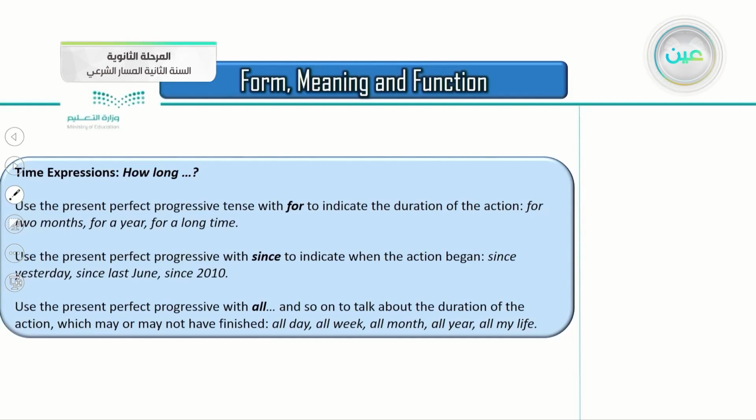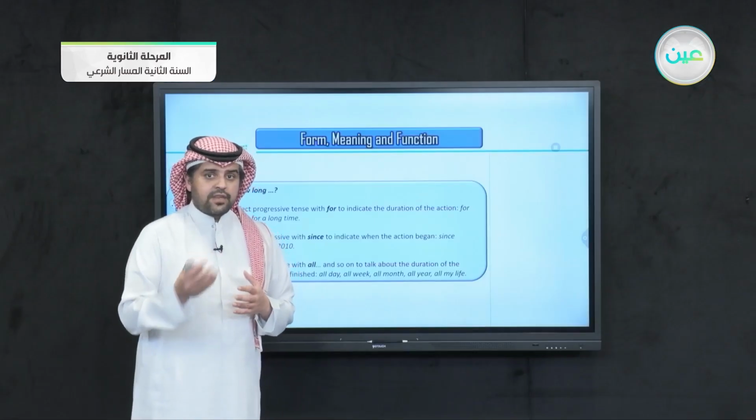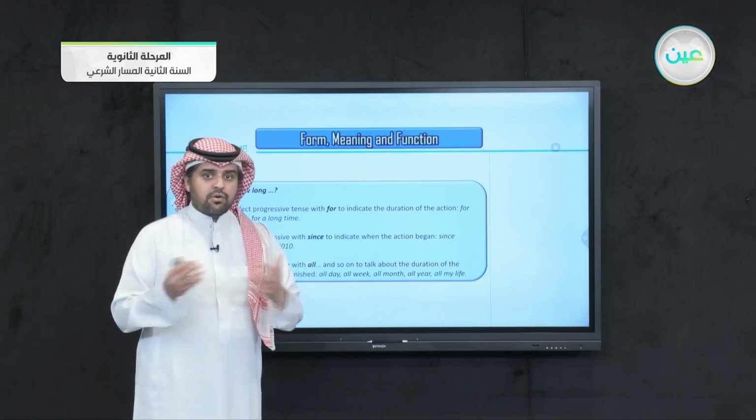We use the present perfect progressive with all, and so on, to talk about the duration of the action, which may or may not have finished. When you say, I have been studying all day, all week, all month, all year, or all my life, when I hear the sentence, I don't know whether you have finished or not. So it takes both possibilities.